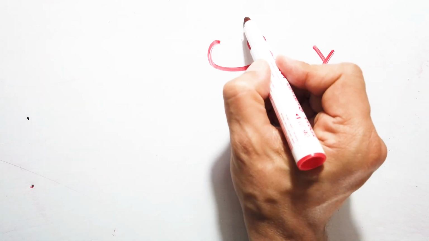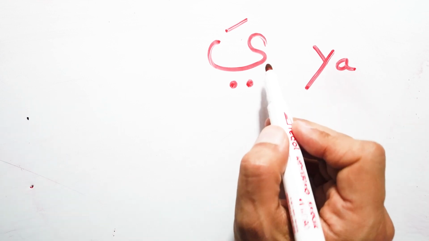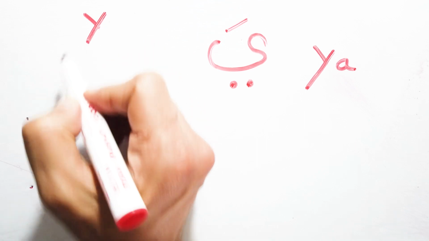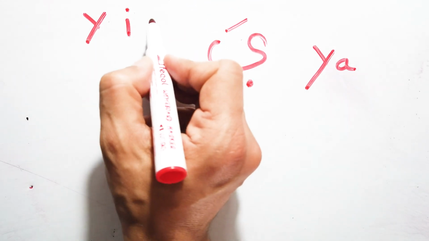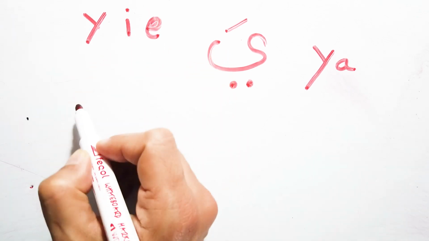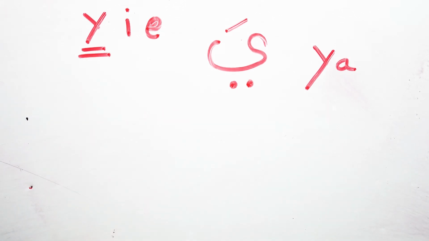When I add fatha, now it is ya. Ya, ya. This letter in Arabic actually sounds like Y or I, and sometimes like E. But today we are just going to focus on Y. Let's write ya, ya, ya.